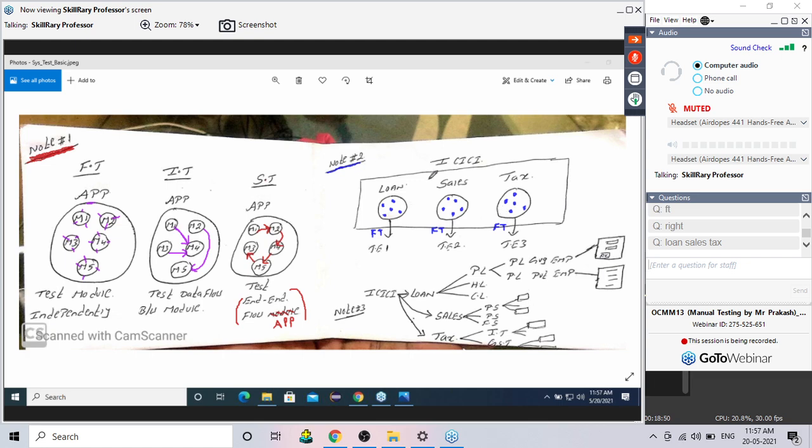I will come back to note number 2 once again. Let me go to note number 3 first. Is the concept clear? Is the concept clear, everyone?